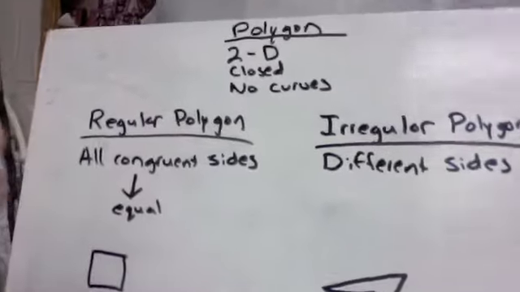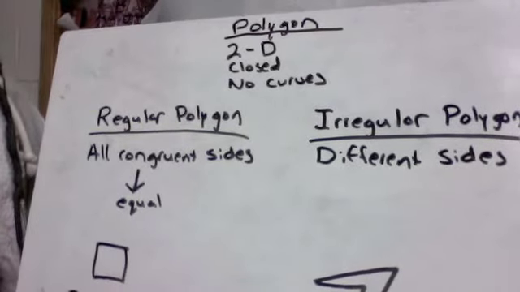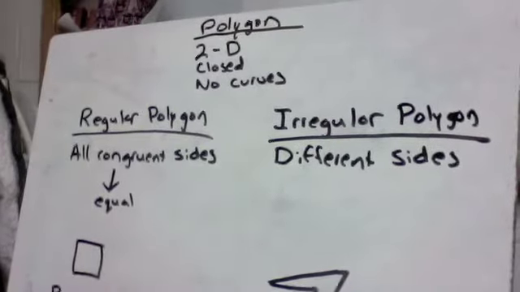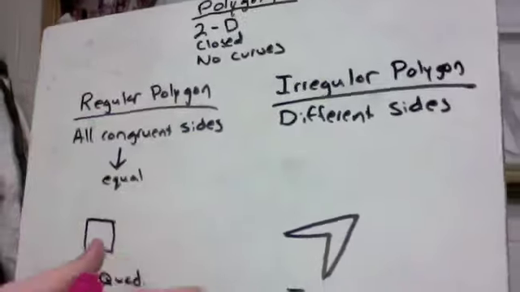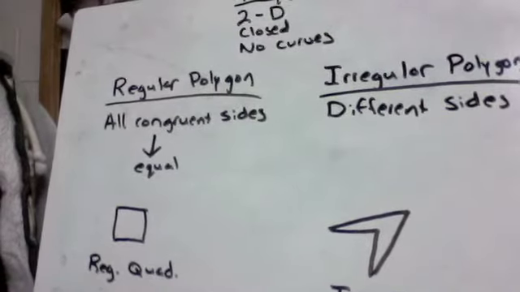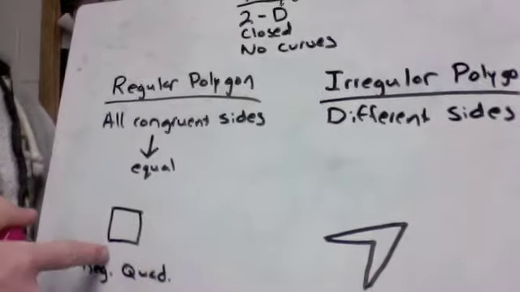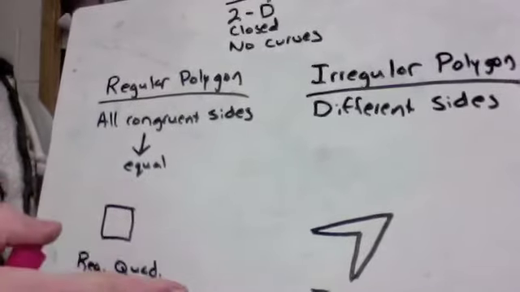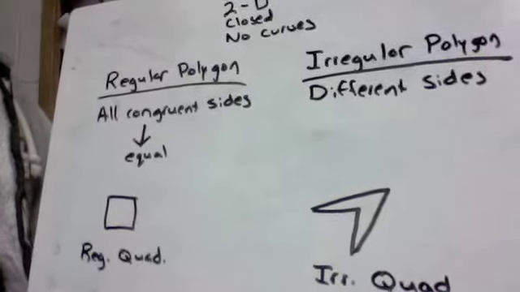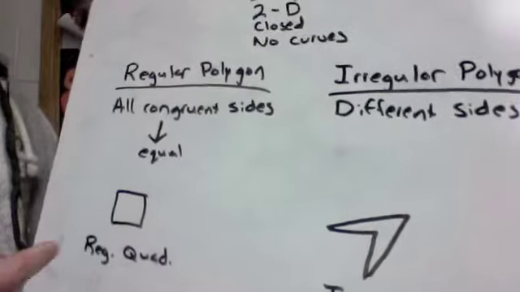If everything is nice and uniform and equal, it's going to be a regular polygon. If everything is irregular, meaning the different sides, it just doesn't look nice and uniform, then it's going to be an irregular polygon. So an example that I gave is a regular quadrilateral and an irregular quadrilateral. Regular quadrilateral is, in this case, a square. All the sides are the same. Irregular quadrilateral is whatever this is. It's just a quadrilateral. There's no special name for it here. But all the sides, or some of the sides, are different lengths.